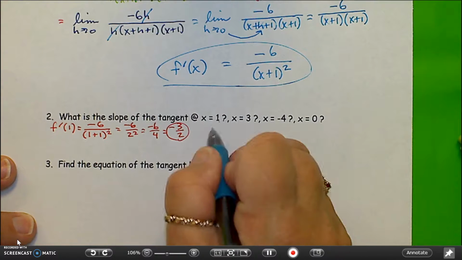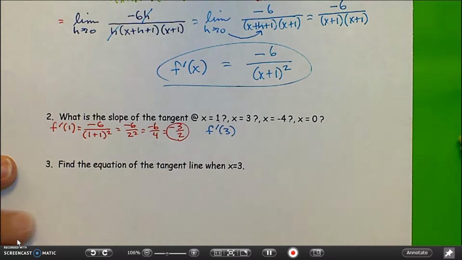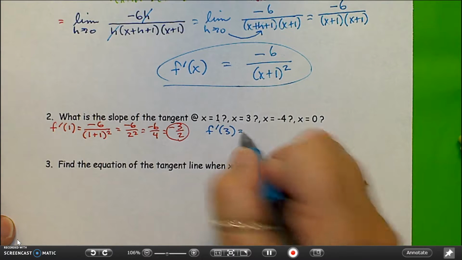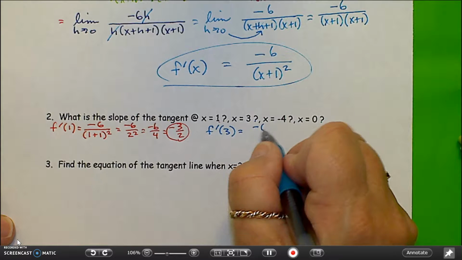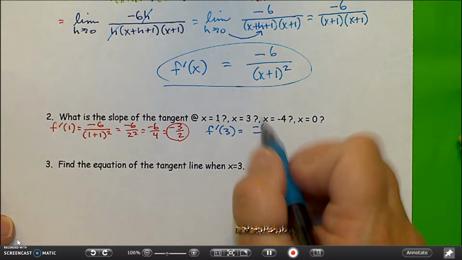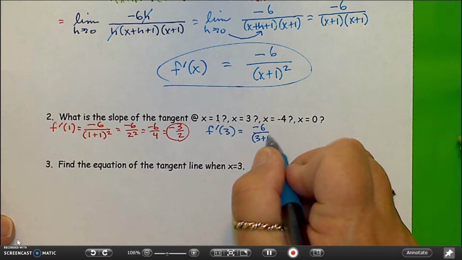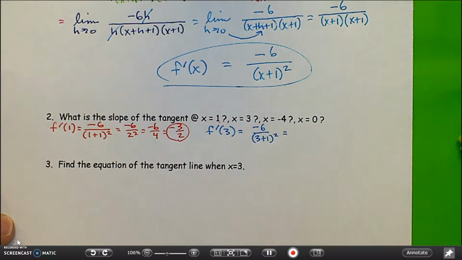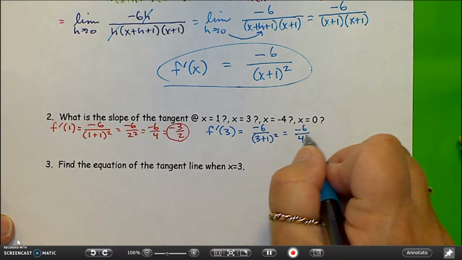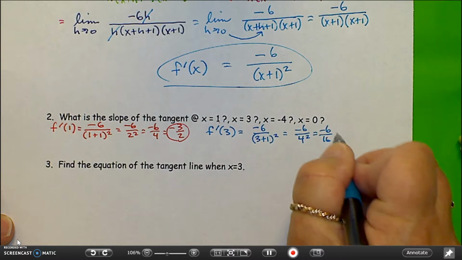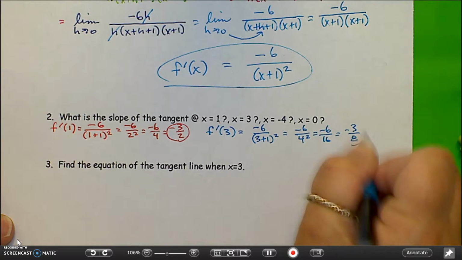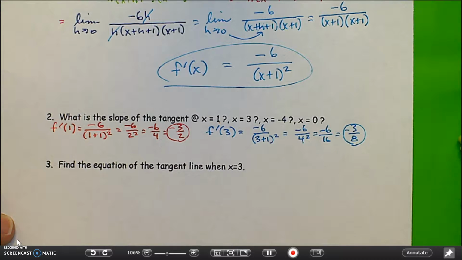For x equals 3, f prime at 3. What's the slope of the tangent line at 3? All I need to do is substitute 3 into the equation for the slope of the tangent line. And I get negative 6 over 4 squared. Negative 6 over 16. How about negative 3/8? So this work is pretty easy.